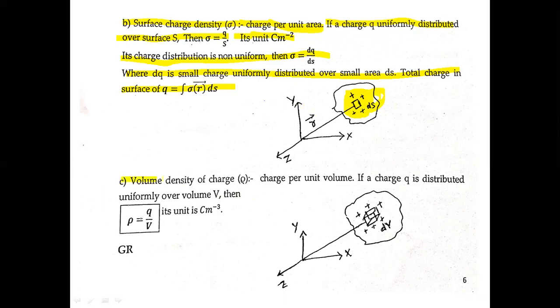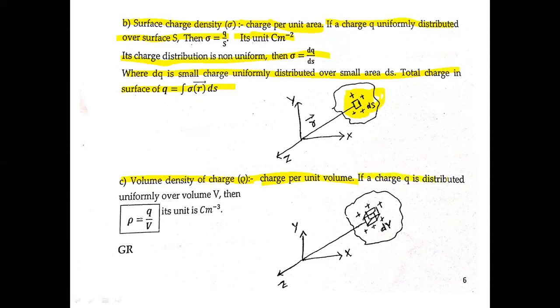The third one is the volume density of the charge, denoted again by rho. We can say rho is charge per unit volume. In a single unit volume, that is meter cube, how many charges are present? That itself is called the volume density of the charge.